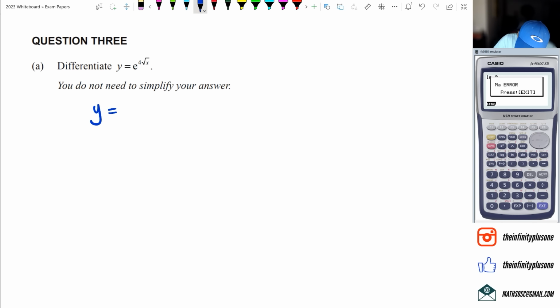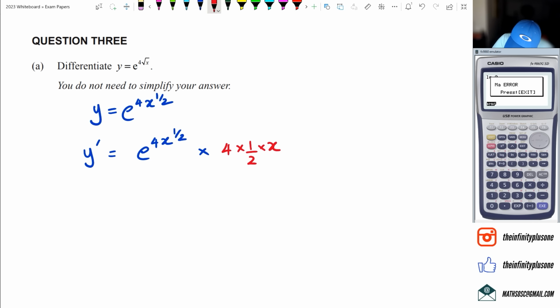What we've got here is y is equal to e to the power of 4x to the power of half. So we can say that y dash is equal to e to the power of 4 times x to the power of half, multiplied by the differentiation of 4x to the power of half, which happens to be, we have to write down everything, isn't it? So we've got 4 times a half times x to the power of half minus 1, which happens to be x to the power of negative half. And you can pretty much leave your answer like that. As long as you have all the times in there, this is going to be worth an achieved. All right, let's go to the next question.